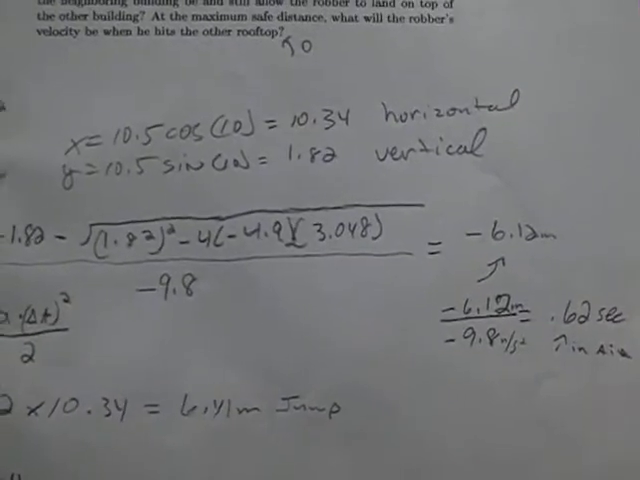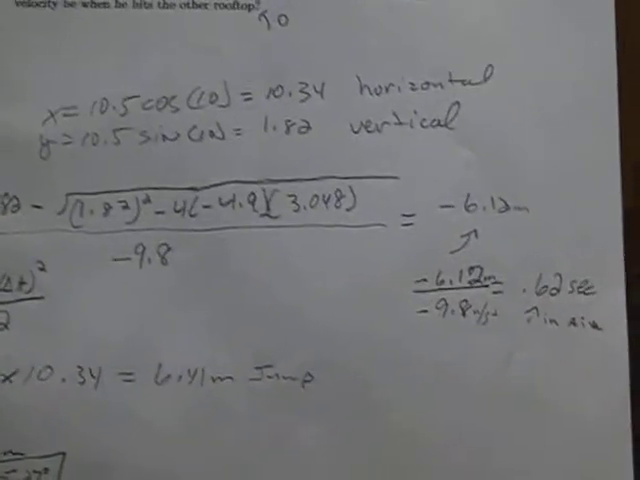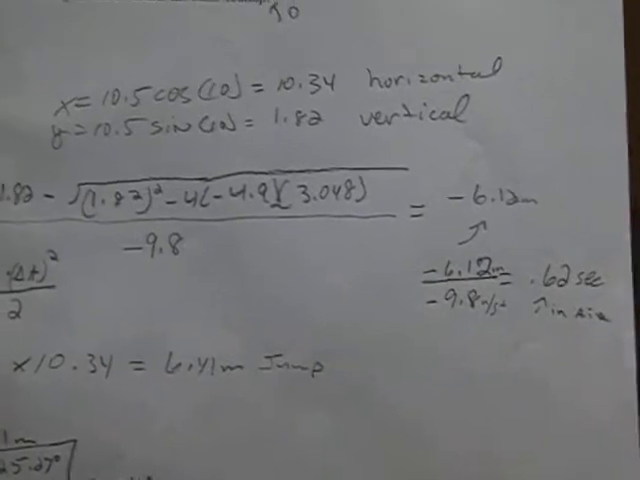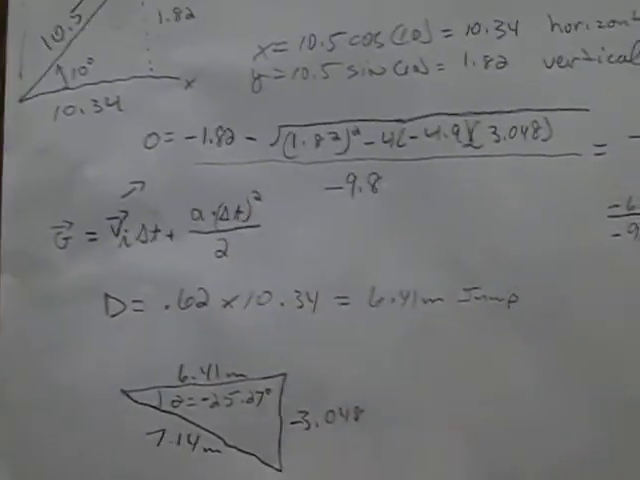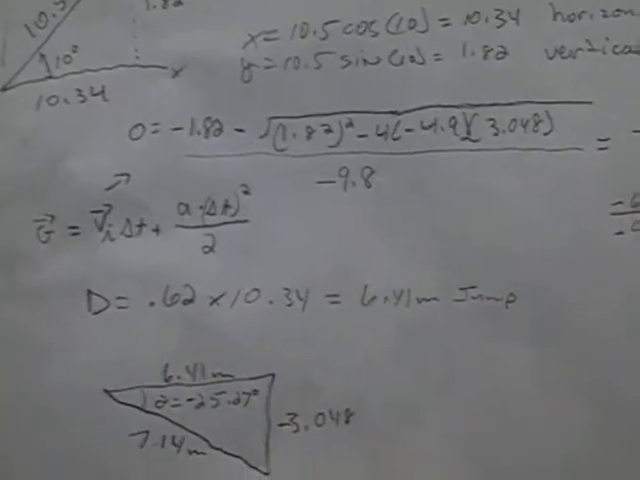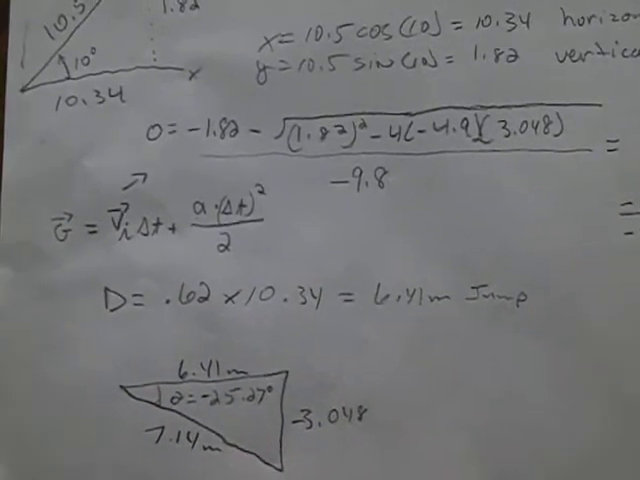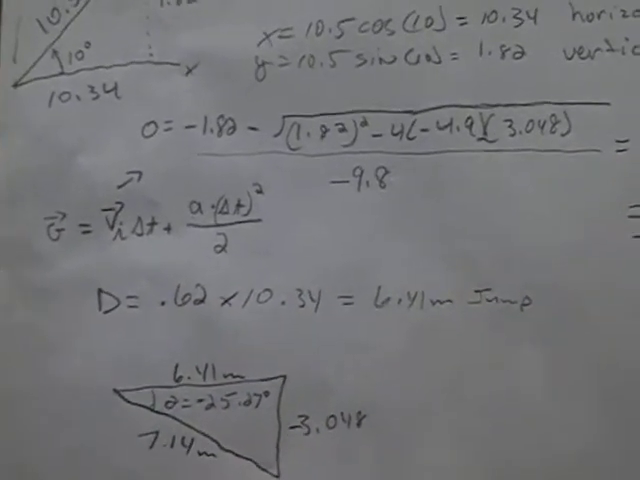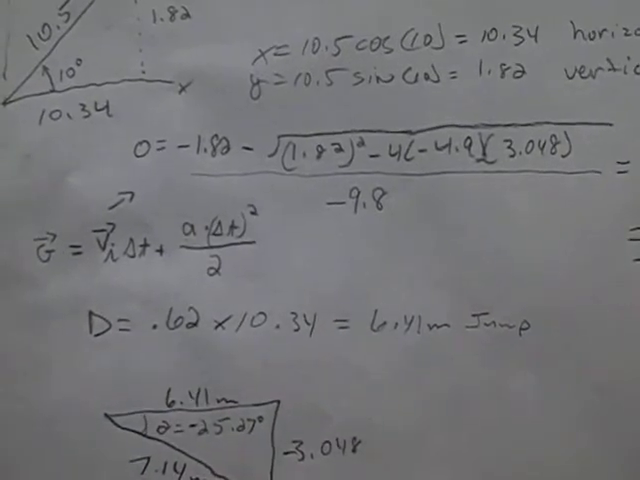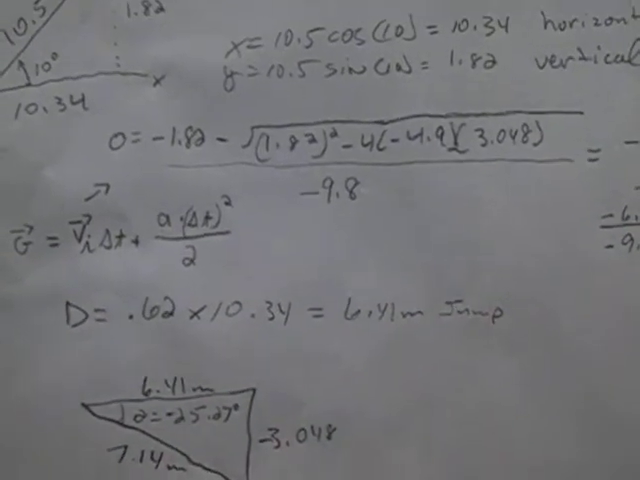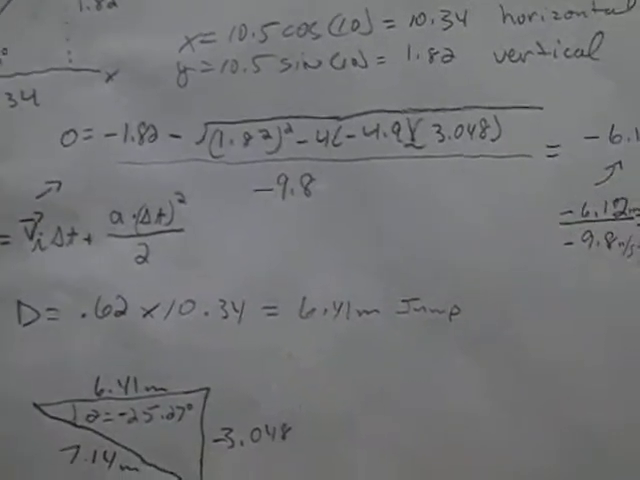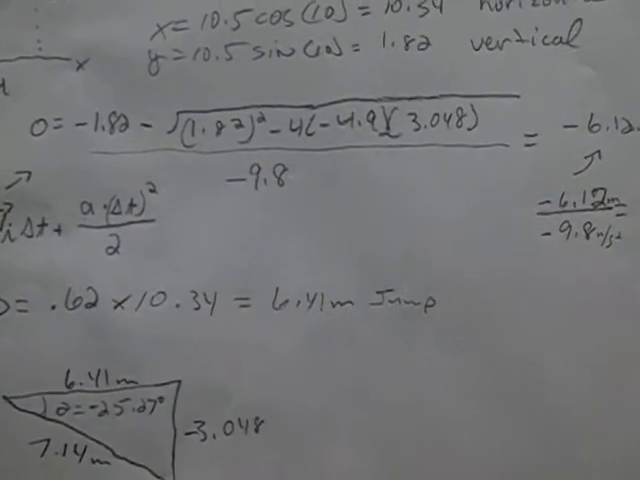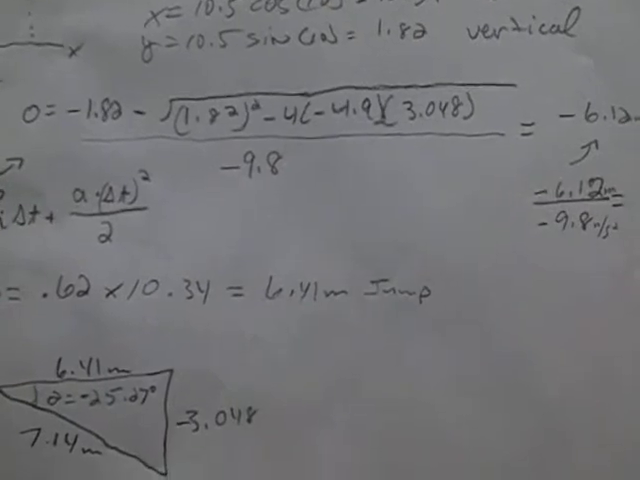Compute equals negative 6.12 meters, and I divided that by 9.8 meters per second squared, and I came up with 0.62 seconds in the air. So as far as the distance goes, it's rate times time. We have 0.62 seconds times my horizontal component, which is 10.34. I came up with a distance of 6.41 meters for the overall jump.